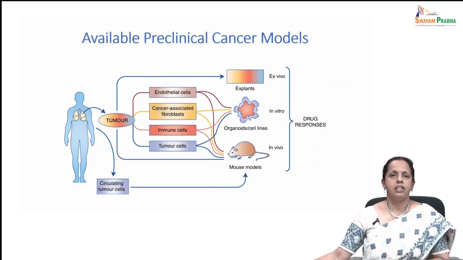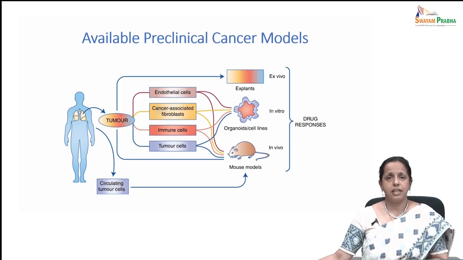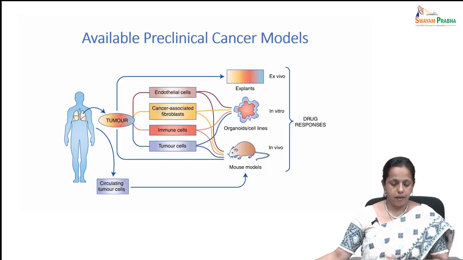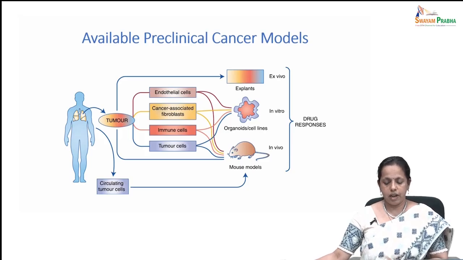These are the available preclinical cancer models, as mentioned in the first slide of my talk, where in each of these preclinical models some represent the endothelial cells, the cancer associated fibroblasts, the immune cells, and the tumor cells. For example, the mouse model will try to maintain all of this, along with the cancer associated fibroblasts, and the explants also will have most of these cells along with the tumor cells. The organoids or the cell lines would be only tumor specific. These two, the organoids and the cell lines, are in vitro models, whereas the explants are also in vitro models, but some of them are ex vivo, and the mouse models are in vivo models. And very interestingly, there are mouse models taking the circulating tumor cells as well.